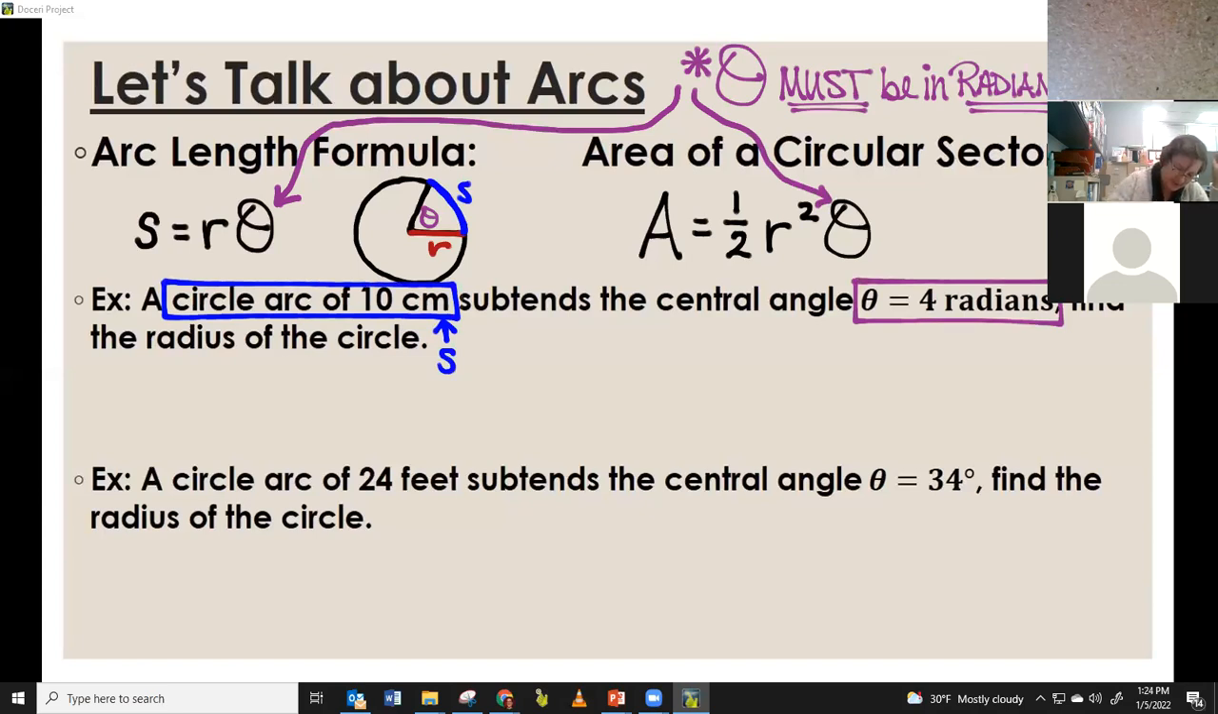So I'm going to substitute it into my arc length formula. I would have 10 centimeters is equal to, we don't know what our radius is, but then we're going to take that and multiply by theta, which is 4 radians. And remember, radians don't technically have a unit, so our final answer is going to have the units of centimeters on it. How do I find my radius from here? Ten divided by 4. What is 10 divided by 4?